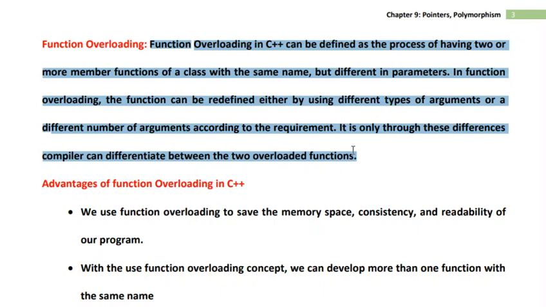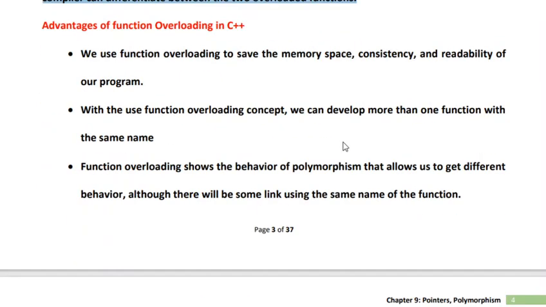So in function overloading, the function can be redefined either by using different types of parameters or different numbers of parameters as per the requirement. It is only through these differences, that is the number of parameters or the types of parameters, that the compiler is capable of differentiating between the two overloaded functions. So the basis on which the compiler differentiates between two overloaded functions are the type of the parameters and the number of parameters. Now let us go through some of the notable advantages of function overloading.